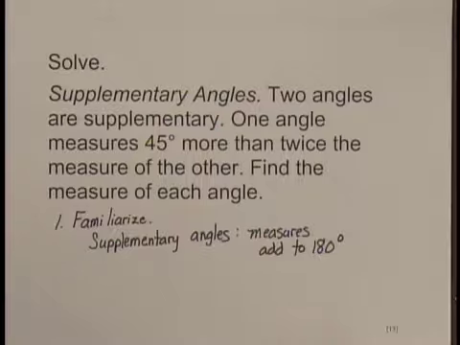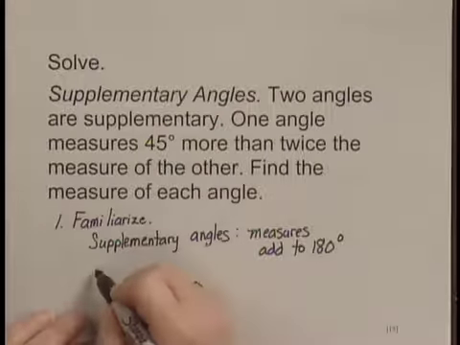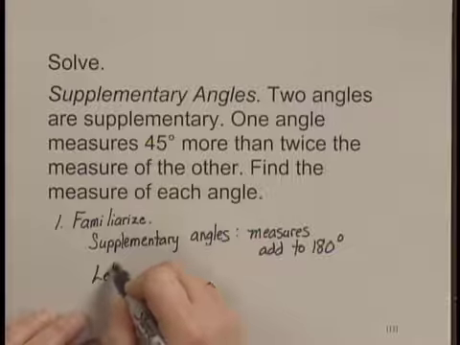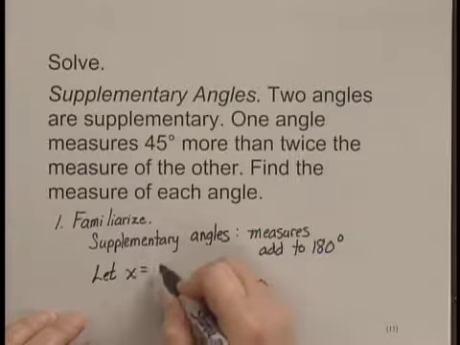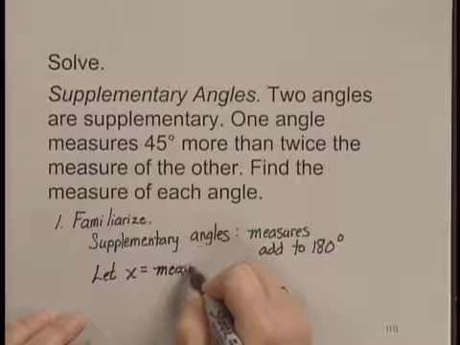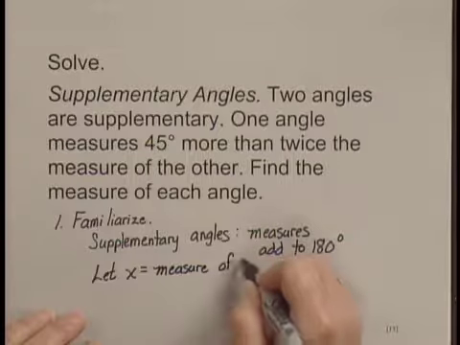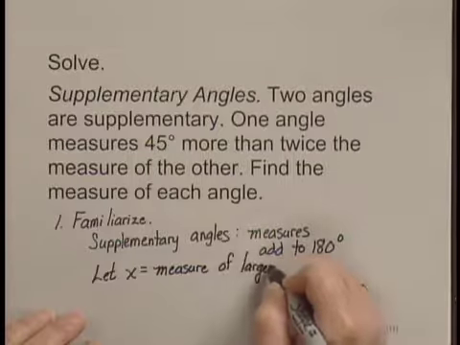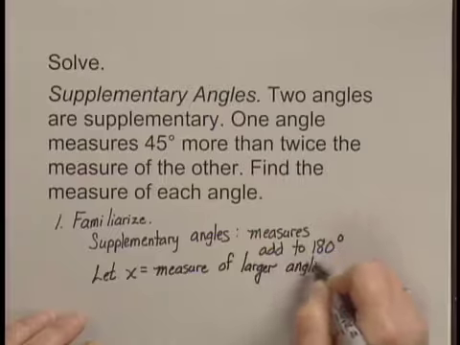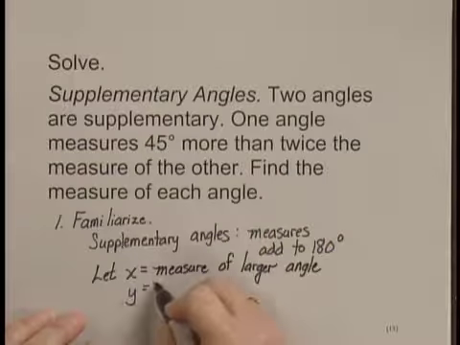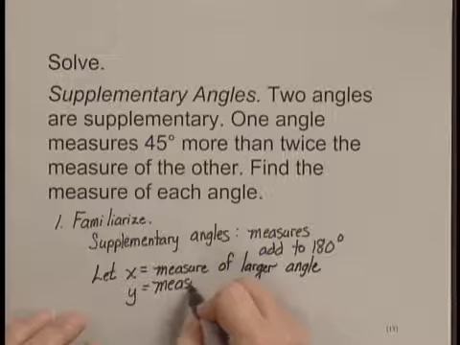We're asked to find two measures, the measures of two angles. So let's define those measures. We'll let x be the measure of the larger angle, and we'll let y be the measure of the smaller angle.